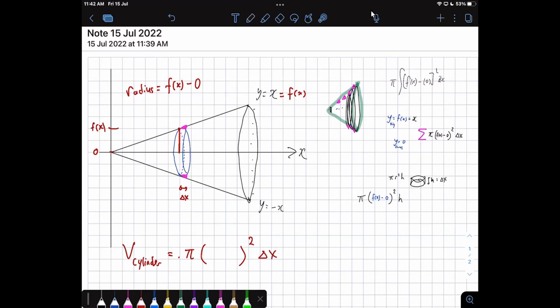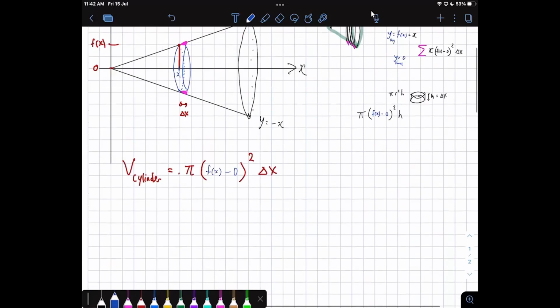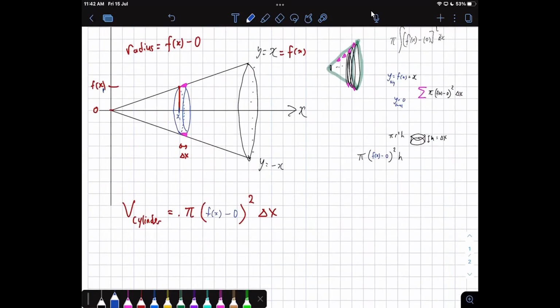Pi r squared will give you the base area, and then you multiply by the height. Or in this case, the height is horizontal. So r squared will be f(x) minus 0. Then what we realize is that this is for each x, right? If I call this over here x1, this will actually be f of x1. Here is f of x1, here will also be f of x1, and here will also be f of x1. Correct or not?